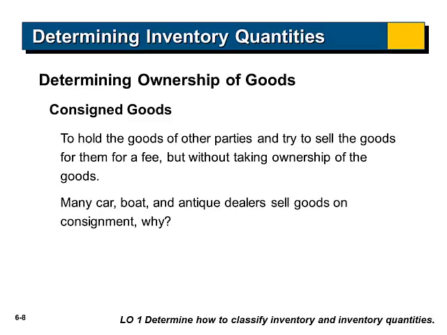So consigned goods are basically to hold the goods of other parties. So a consignment store would hold your prom dress and try to sell the goods for a fee, but without taking ownership of the goods. In the case of your prom dress, the consignment store doesn't own the goods. Many car, boat, and antique dealers sell goods on consignment, and you can kind of think about why. Consignment stores make money by earning that fee for the sale. The point of talking about consigned goods is that if you are a consignment store or you're selling things on consignment, you don't include those items like your prom dress in the inventory count for the consignment store.